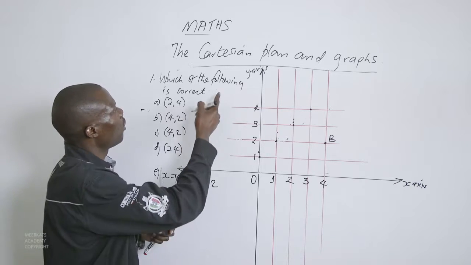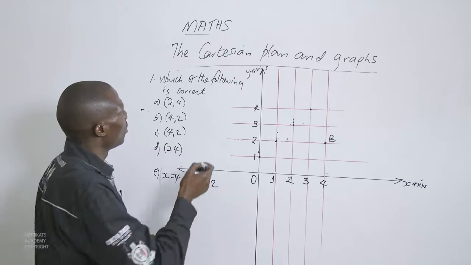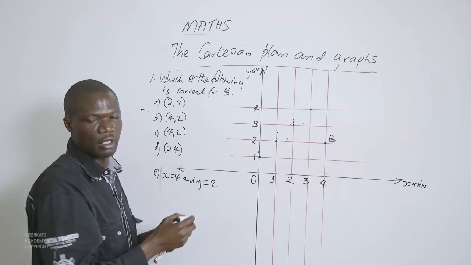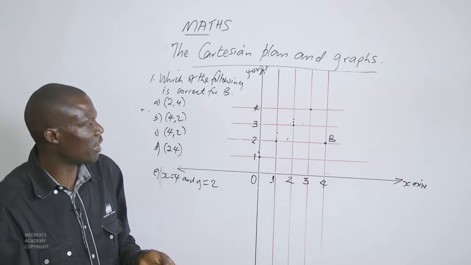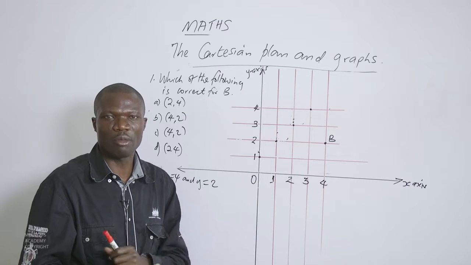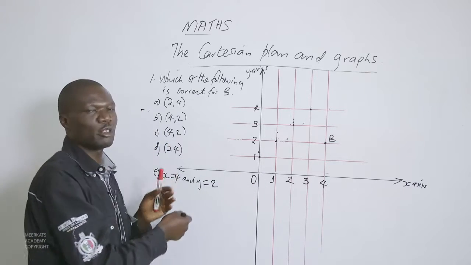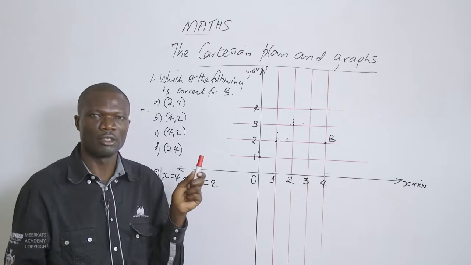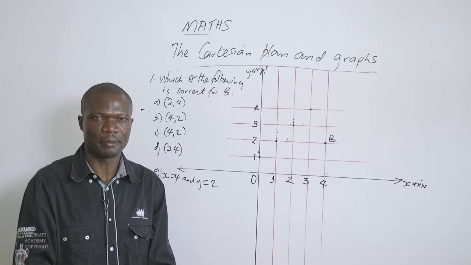So which of the following is the correct coordinate for the point B? Now on this Cartesian plane, or on a number plane, we have the big letter B located somewhere, we have a dot, and we want to locate that point. They have given us various points around here. Which one is the correct point for what we are calling B?